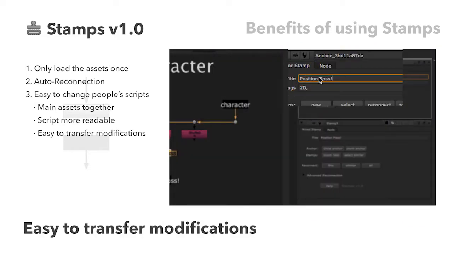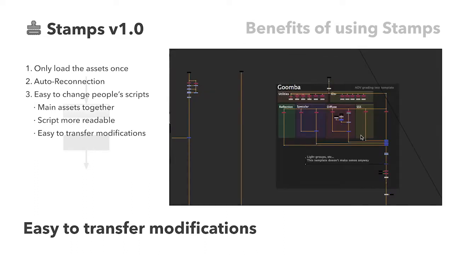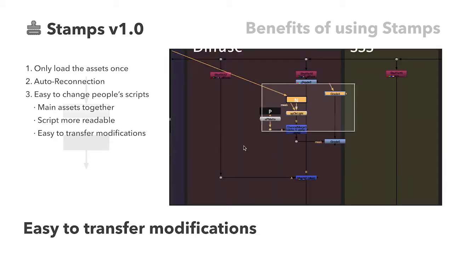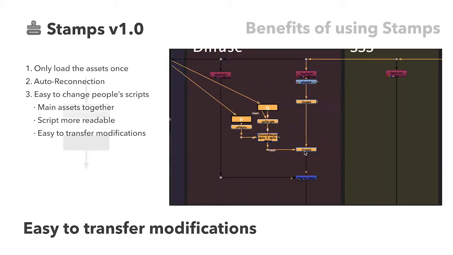Stamps keep their internal ID when belonging to a template. So if a compositor does modifications to a template on a shot, and then the shot gets approved, those modifications can be transferred painlessly to similar shots through copy-pasting without thinking about reconnecting anything.